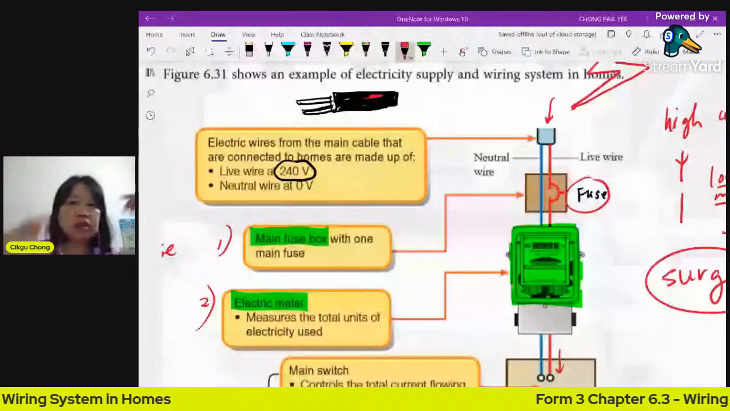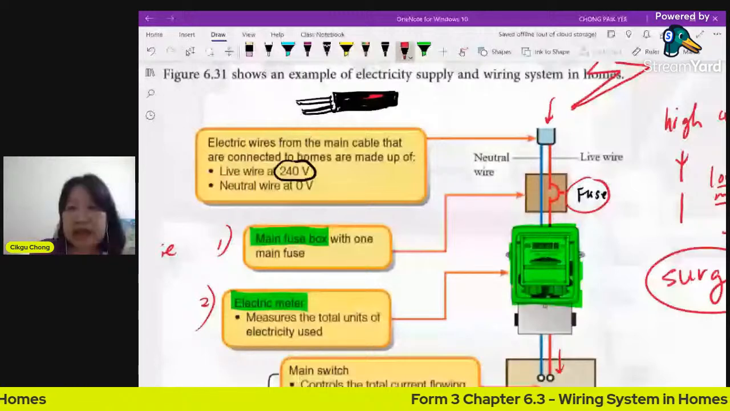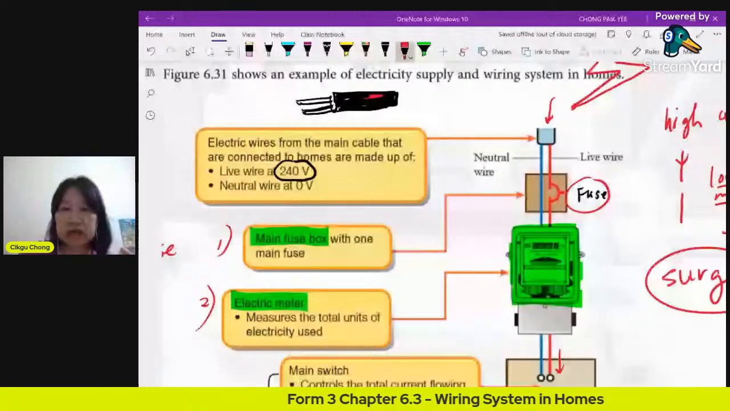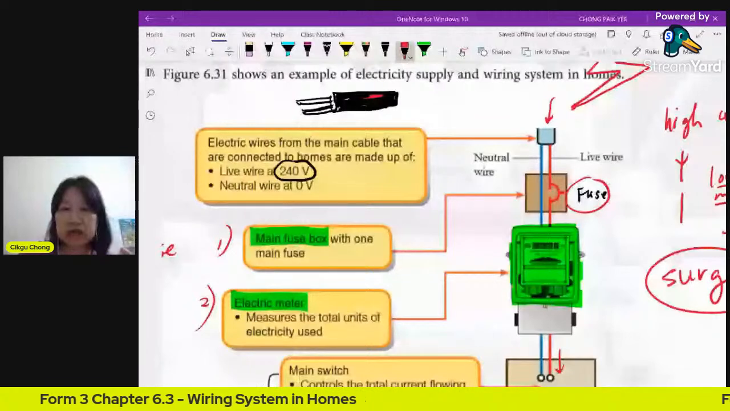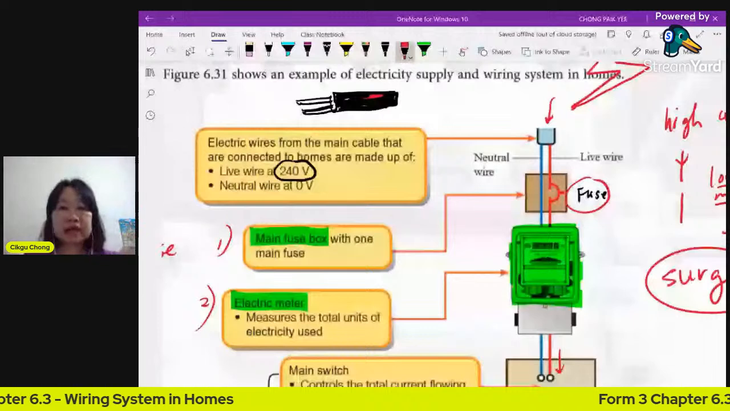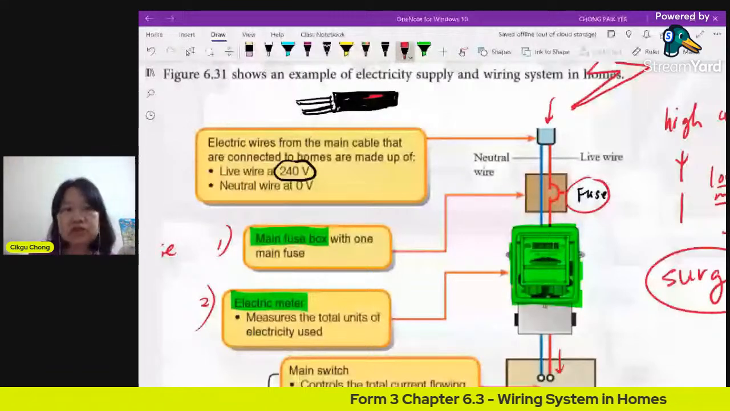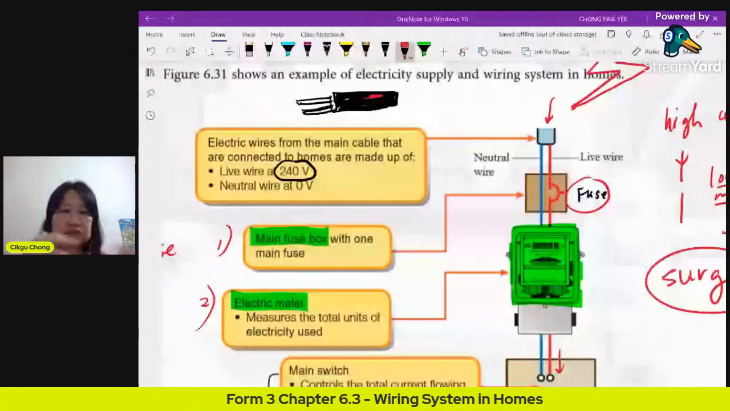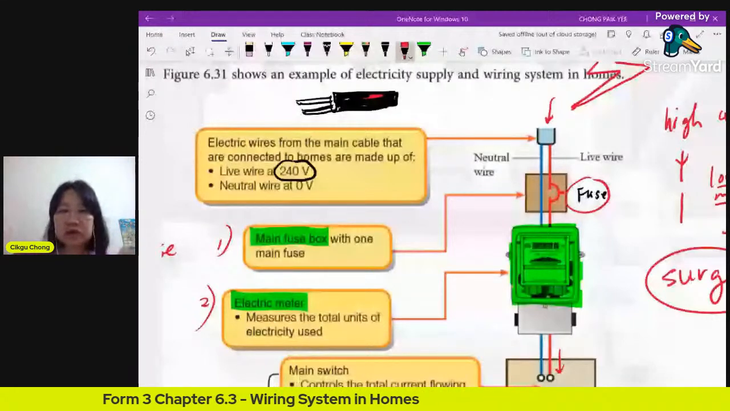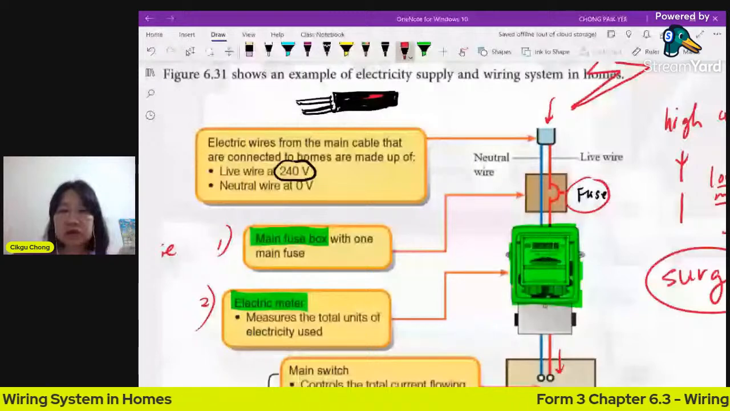So you must have a live wire. See the direction? The live wire brings in the current. The neutral wire brings the current back out. So the live wire is 240 volts, the neutral wire is at 0 volts. So you can see the difference there. The current will move in. So this is outside your house. I draw a line here. This is outside the house.